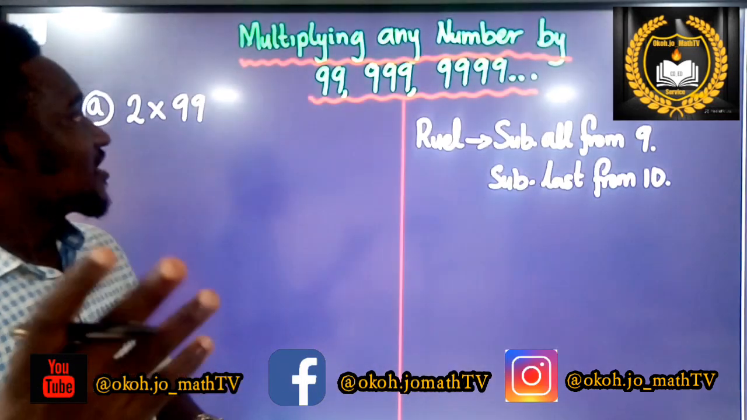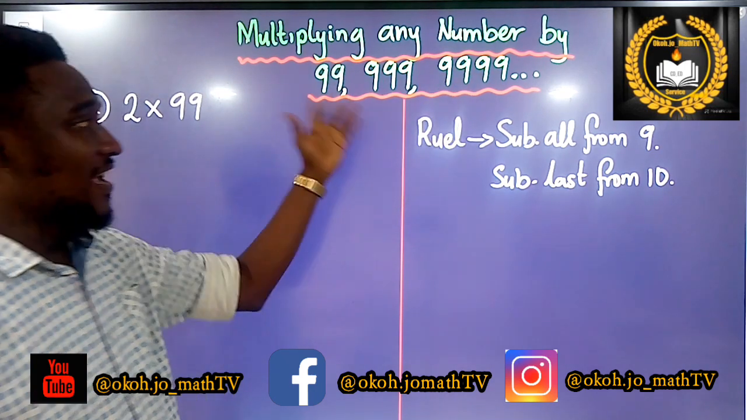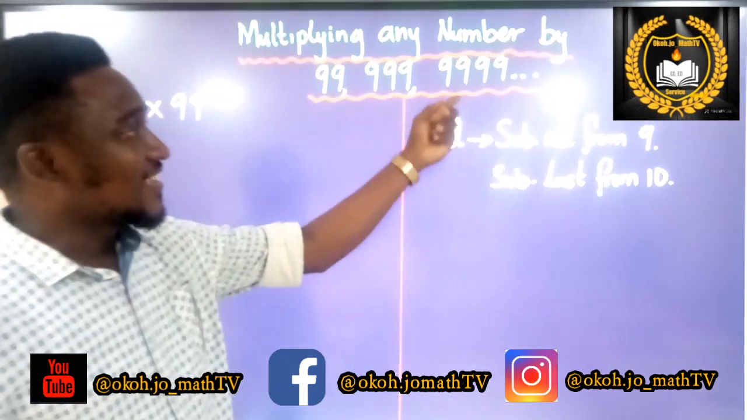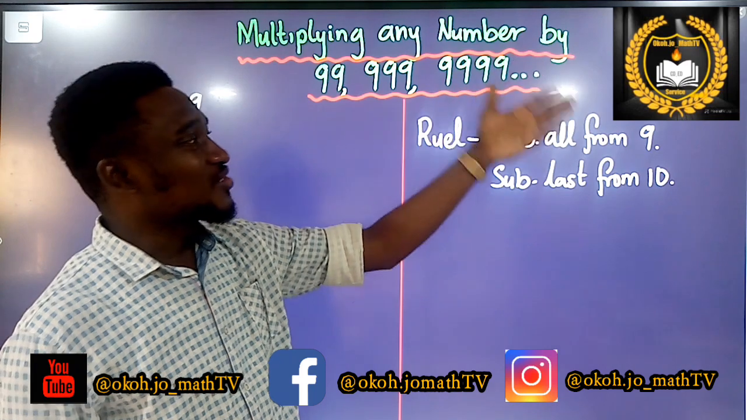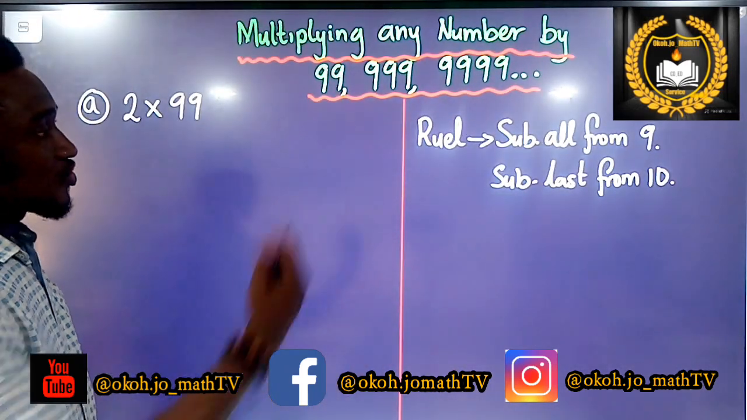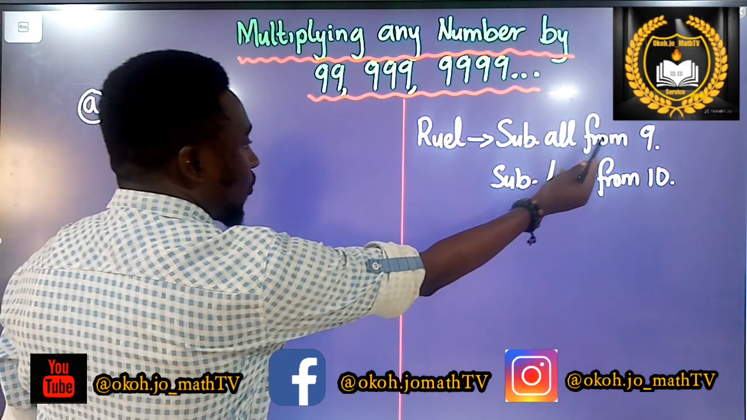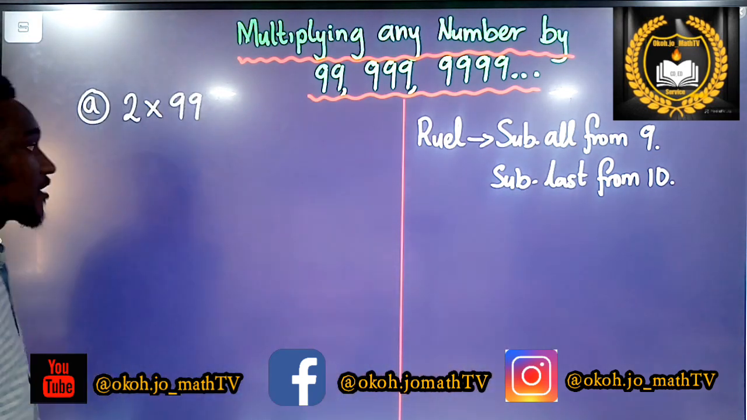Today I want us to look at multiplying any given number by 99, 999, 9,999, and even 99,999, and so on. So we need to look at some rule. This is the second part of the rule. We should subtract all from 9 and subtract the last from 10. You will understand that pretty soon.